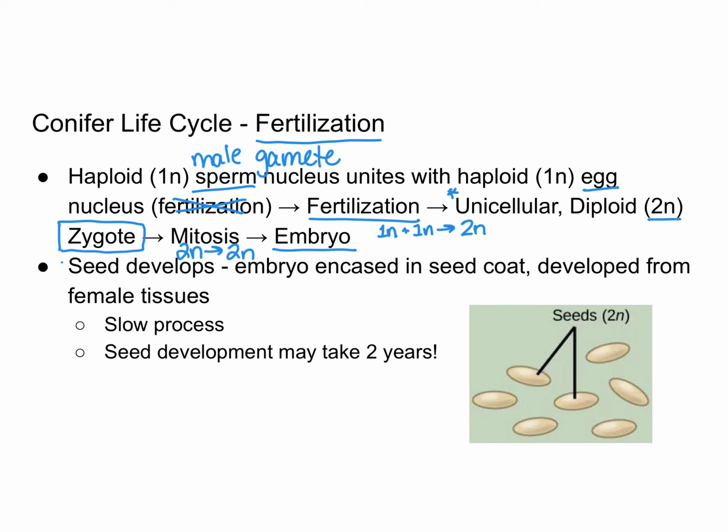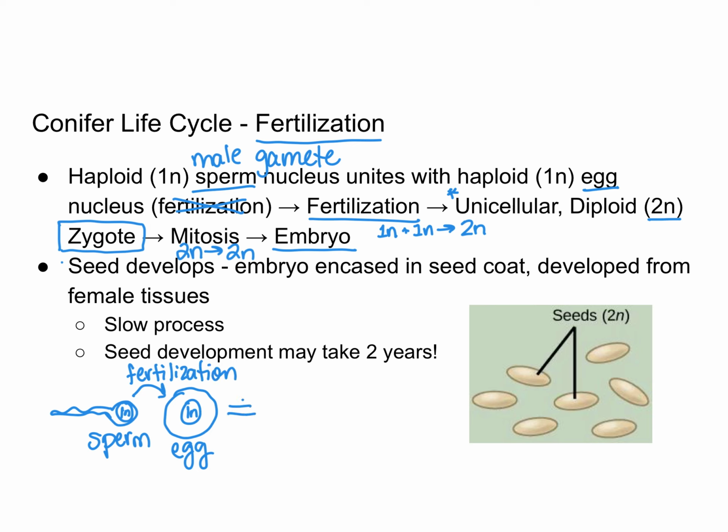So let's kind of draw that out down here. So you have the egg cell, which has a nucleus that is haploid. And you have the sperm cell, which also has a haploid nucleus in it. And the sperm fuses or fertilizes the egg. So it fuses with the egg. And this produces a single cell with a diploid nucleus that's known as the zygote.